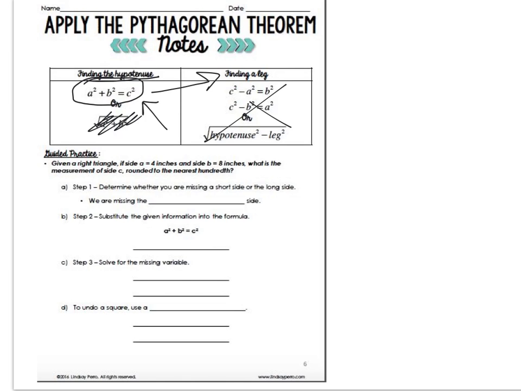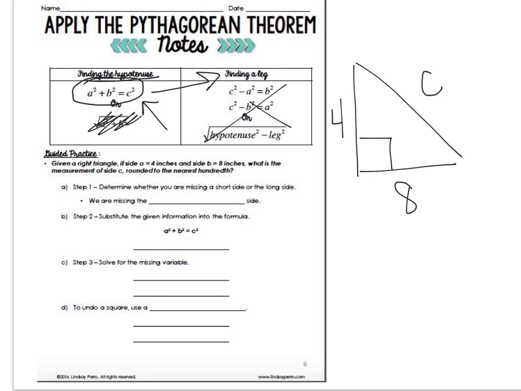So let's look under where it says guided practice. It says given a right triangle, if side A equals 4 inches and side B equals 8 inches, what is the measurement of side C? Round to the nearest hundredth. So if you need to, and I would always recommend this, draw a picture. So if I draw a picture of my right triangle, and remember I told you A and B form the legs. So it says side A is 4 inches, side B is 8 inches, and we're finding C. So I'm just going to leave that as a C.